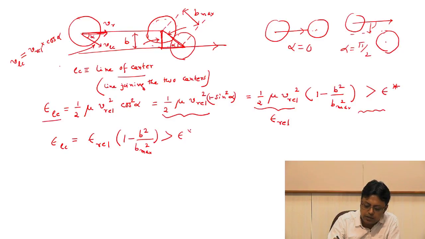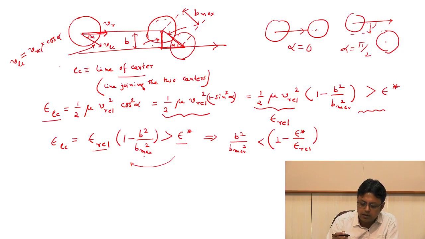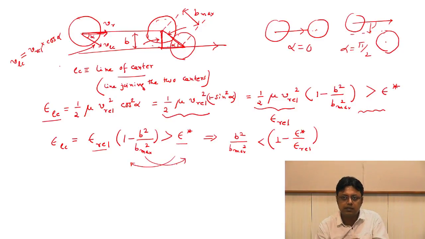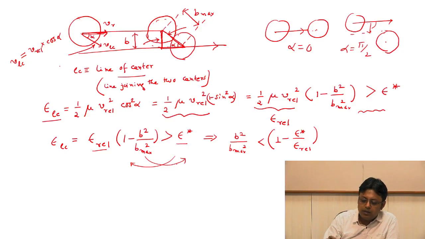Or we can just rearrange it. You can easily figure out that b squared by b max squared should be less than or equal to 1 minus epsilon star by epsilon relative. You just put this epsilon relative here, bring this back here, and bring this b max to the other side. You can easily figure out it is the less than sign. Now this is the criterion.